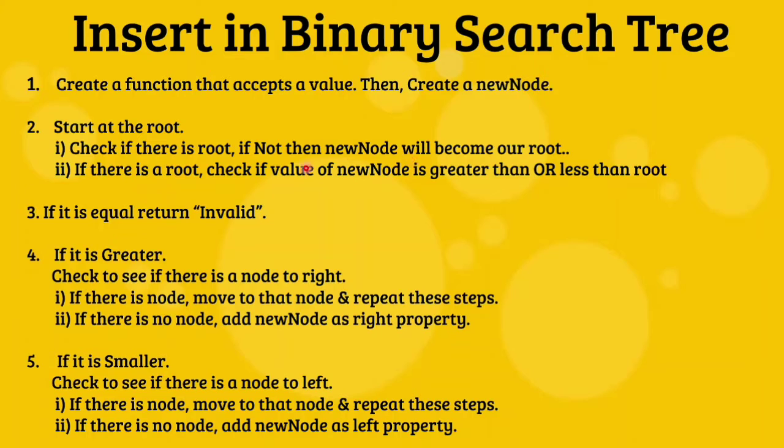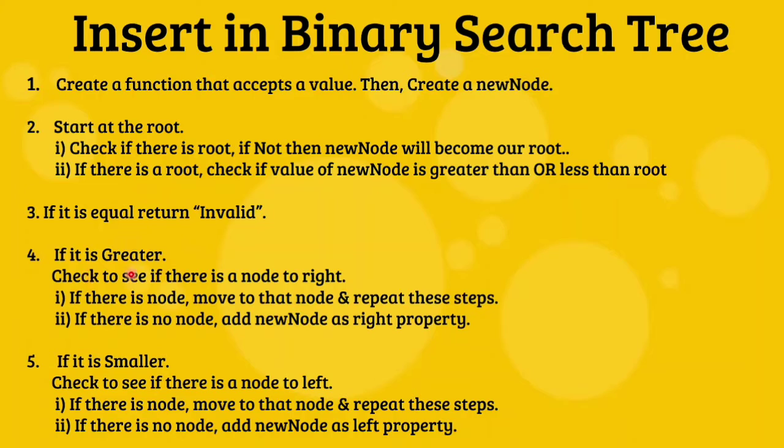But if there is a root already, we will check to see if the value of the new node is greater than or less than the root. If it is equal, then we will return invalid, as the value which we want to insert is already present in the tree and our tree cannot have duplicate values. Then in the next condition, we will go for the value greater than the root node.